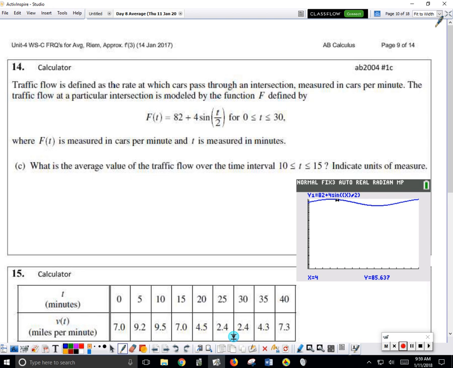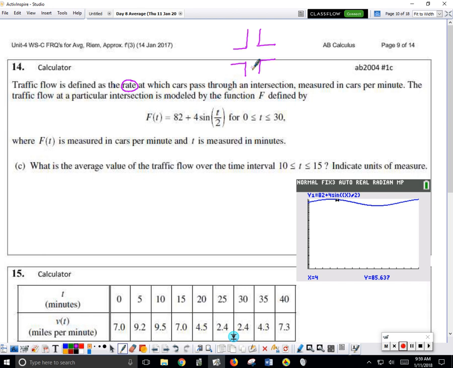Okay, they say traffic flow is defined as the rate. You should get in the habit of circling the word rate. It makes a huge difference on the AP test, to keep track of when we are talking about a rate and when we are talking about quantity, like how much. So traffic flow is the rate at which cars pass through an intersection. I'm trying to envision this: an intersection, with cars going through it, and they're counting them going both ways, measured in cars per minute.